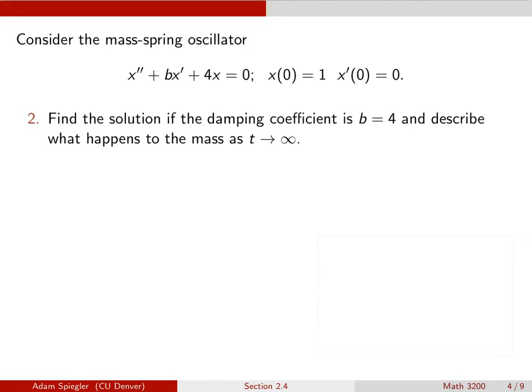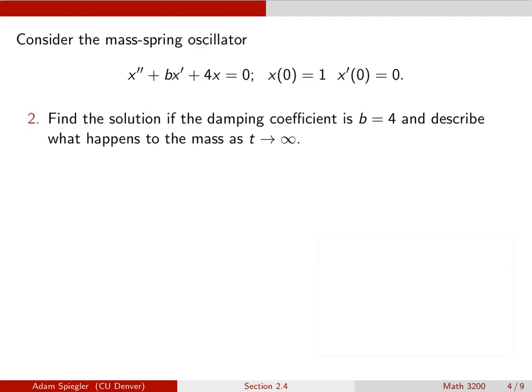Okay, so for this example, now we have decreased the friction a little bit. In the previous one, we had a friction coefficient of 5, and now we're going to decrease that just slightly down to 4. We saw that when we had no friction, we had oscillations. When B was equal to 5, we had no oscillation. So what happens if we decrease this a little bit?